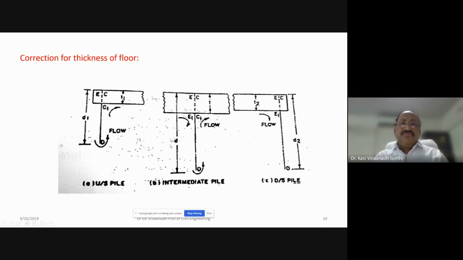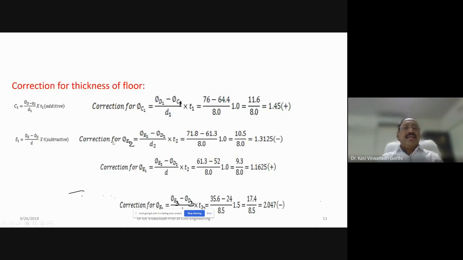So making use of this and making use of the appropriate correction formulae, we have to calculate the correction for floor thickness. For example, at the junction point C, it is (φD − φC)/D1 × T1, which is a ΔT value, which you already saw in the previous class.